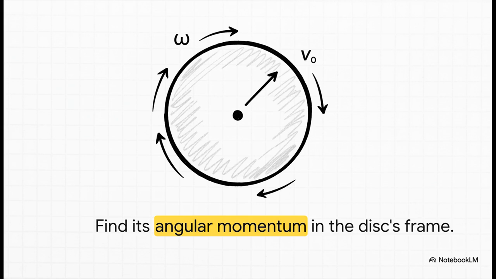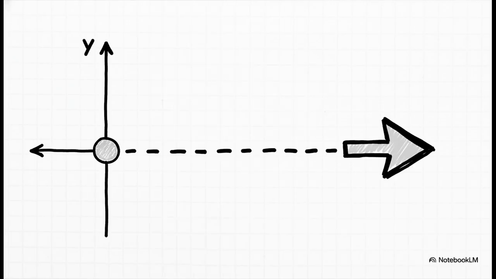The key part of the question, the part you have to really pay attention to, is this. We need to find the angular momentum from the point of view of someone on the disk, not from our view standing still, but from the rotating frame itself. Now, if you're just standing still watching this whole thing happen, what we call the lab frame, the motion is super simple. The particle just moves in a perfectly straight line straight out from the middle. No drama, no curves, just a straight shot.